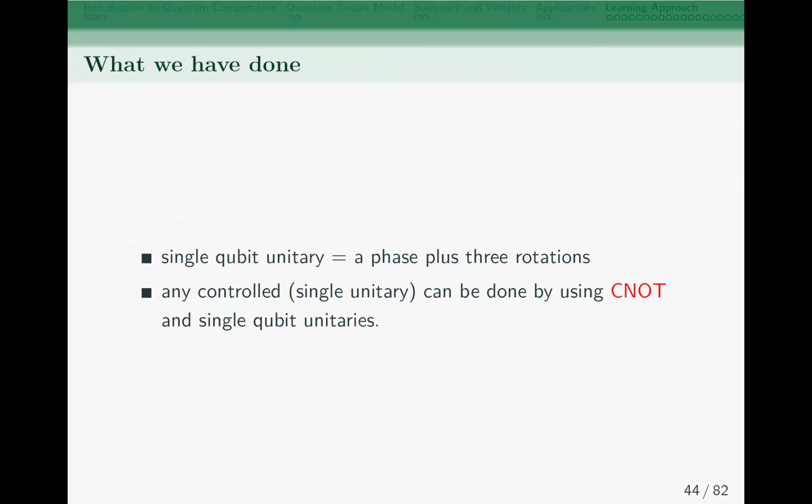Okay, so what have we done? The first thing is that any single qubit unitary can be decomposed into three rotations, about x, y and z. And any controlled operation applied on a single unitary, we can implement using CNOT and single qubit unitaries. So now with these two powerful methods, we can deal with arbitrary unitaries.